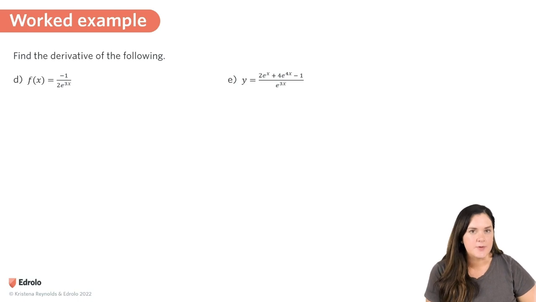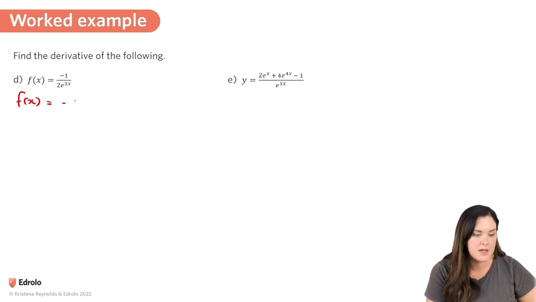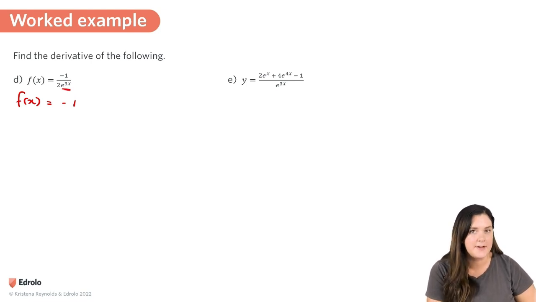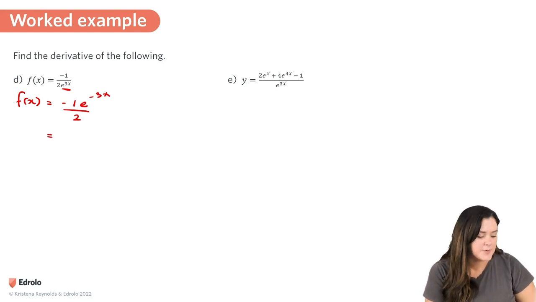Okay, so these examples are increasing in difficulty here. So firstly, what we need to do is rewrite this using negative indices so that I can differentiate this easily. So rewriting it, we have f of x equals -1. We're going to multiply that by the e to the power of 3x, but it's going to be a -3x. And we're going to leave that 2 at the bottom because it's still 1/2. I'm just going to simplify that so I don't have 1e. So I have -e to the power of 3x instead over 2.